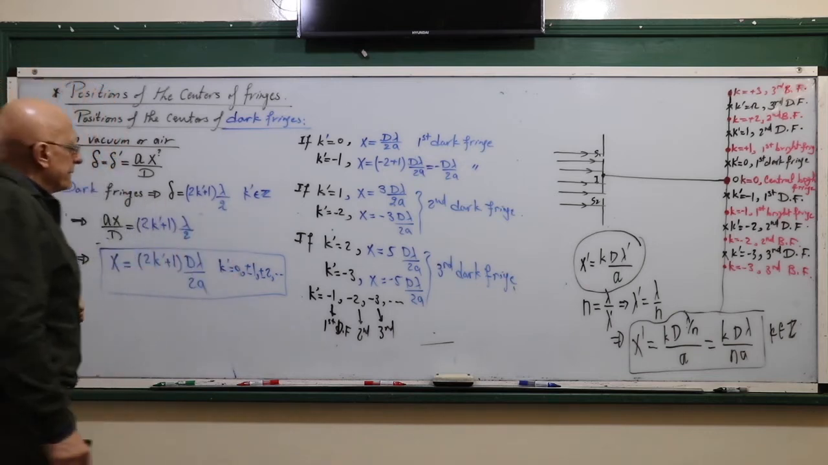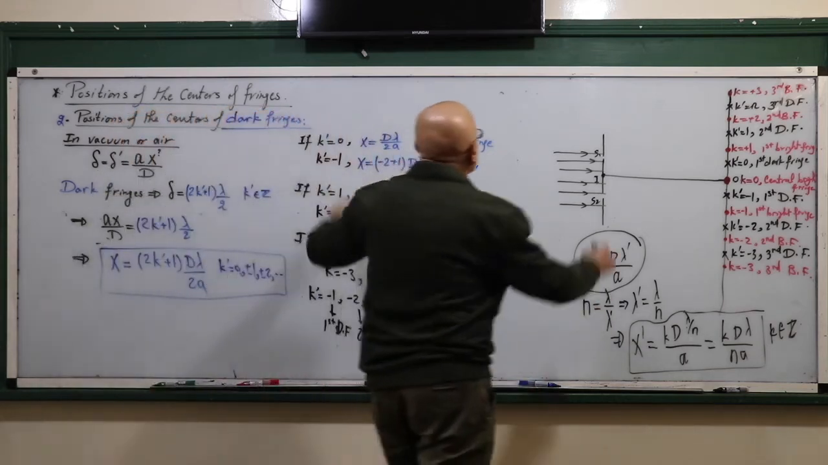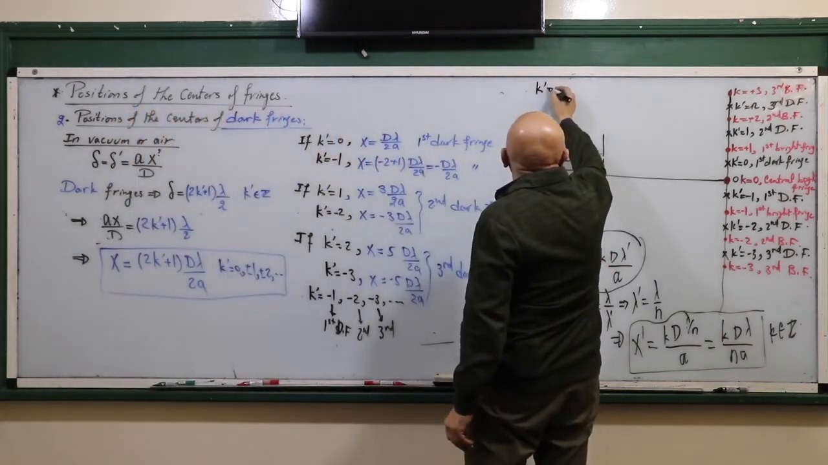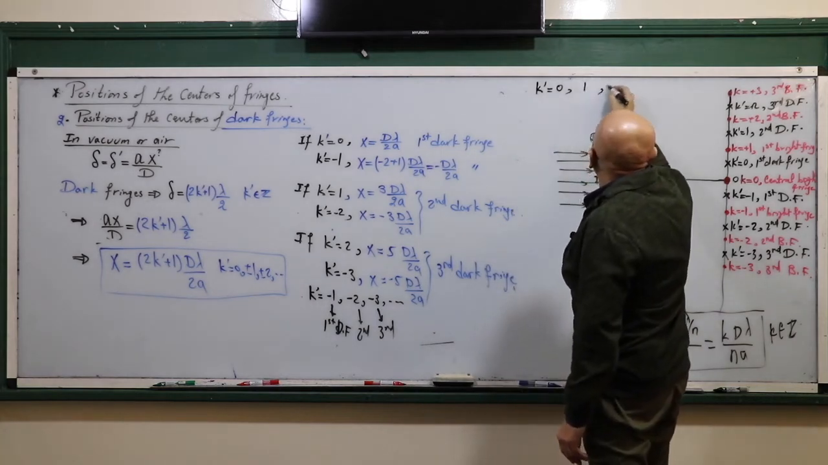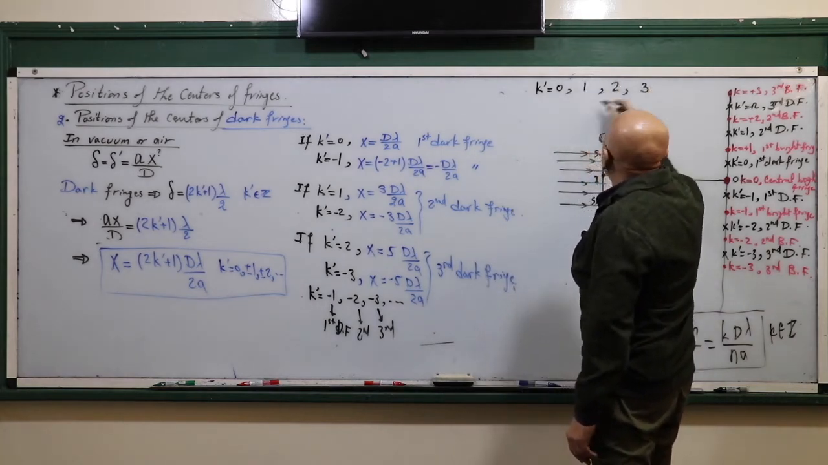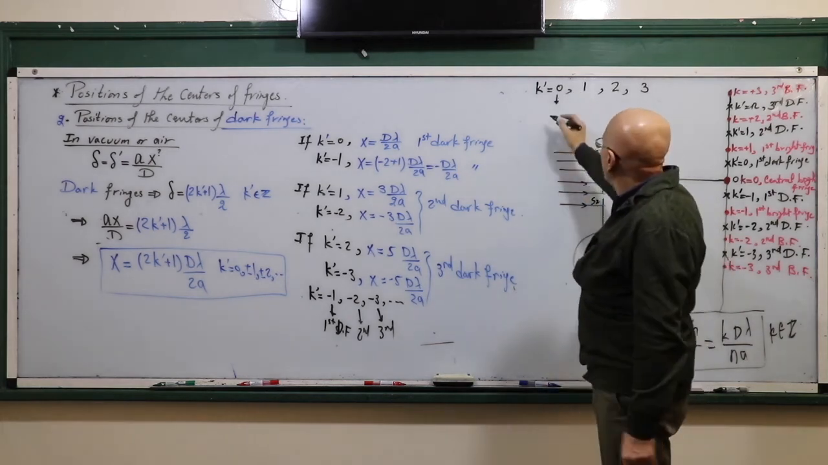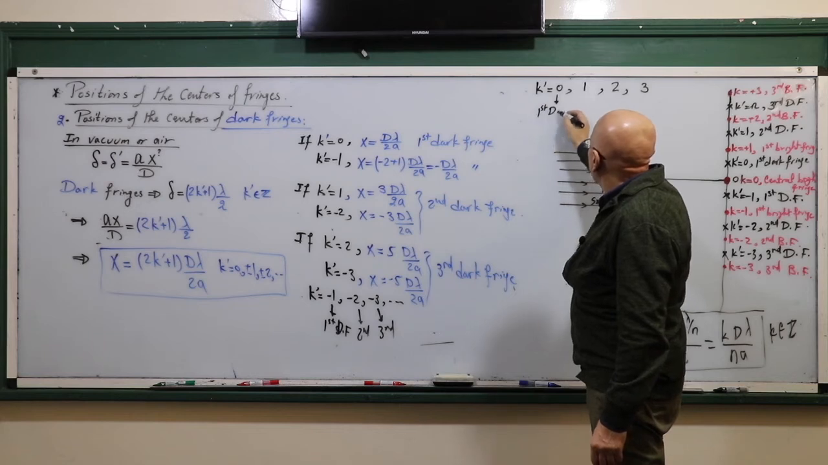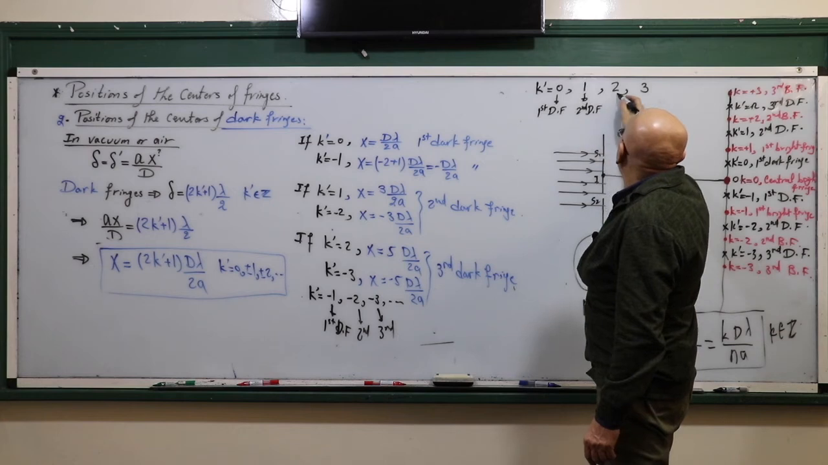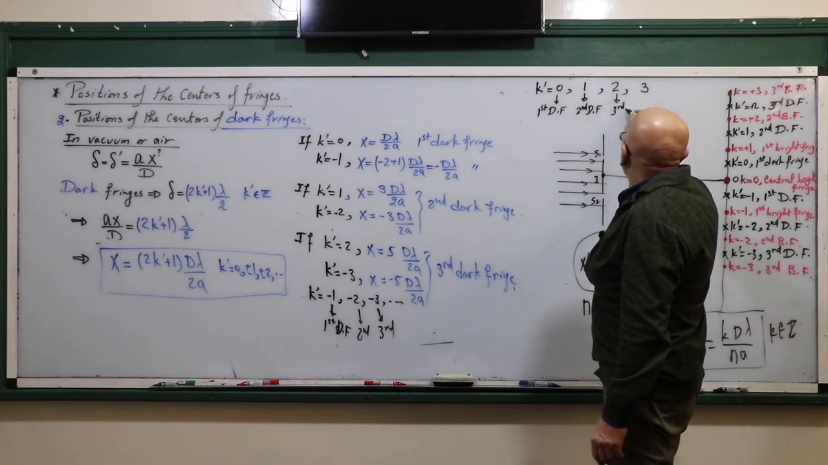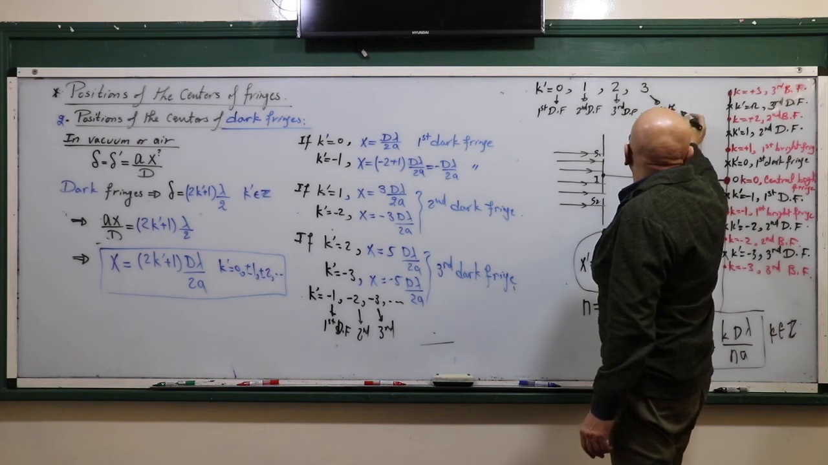Let's see the positive values of K prime in this case. Look carefully. K prime 0, 1, 2, 3. 0 here corresponds to what? To the first dark. This one corresponds to the second dark, third dark, and here the fourth dark. Fourth dark.